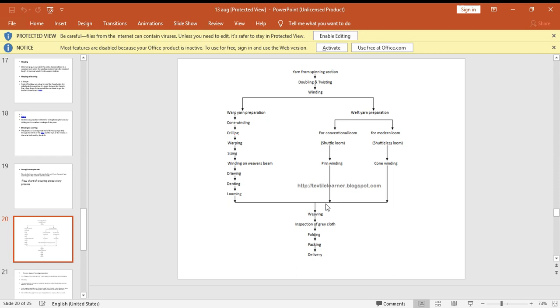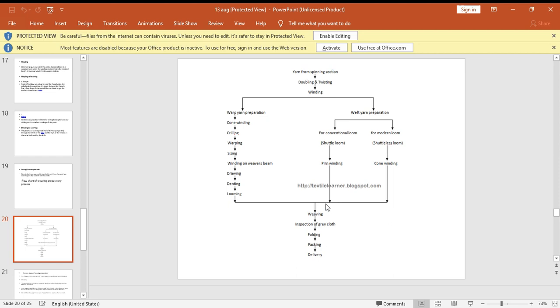Again, it is divided into warp preparation and weft yarn preparation. In warp yarn preparation, we are going to prepare cone winding, from then to creeling, then to warping, then sizing. Warping gives the warping beam. Sizing is we are going to apply the starch to reduce breakages. Then winding on weaver's beam. Then drawing, denting, looming. And in weft yarn preparation, it is having conventional loom and modern loom.